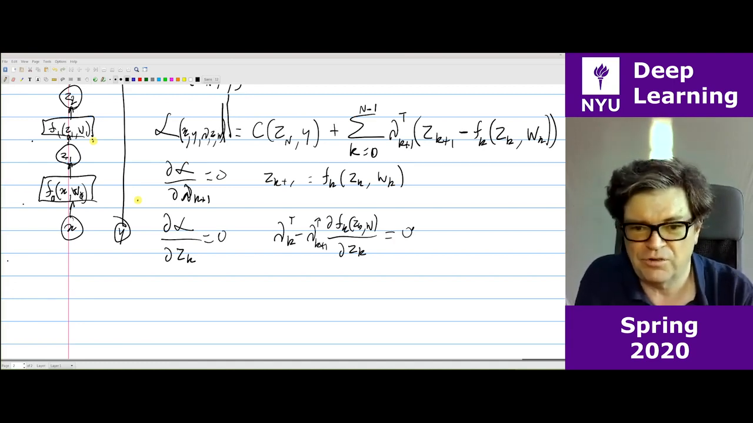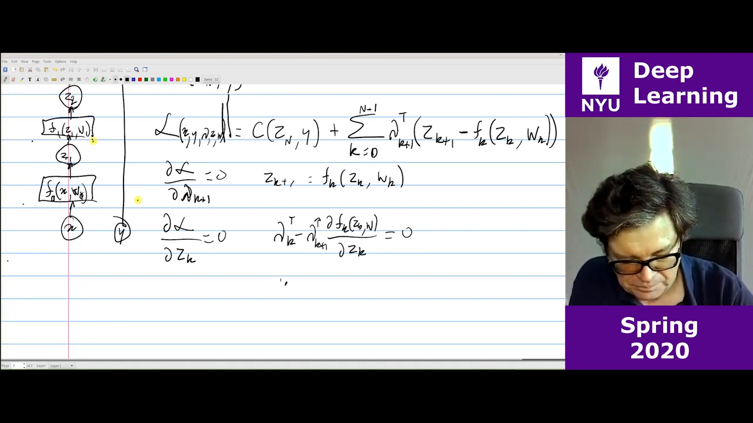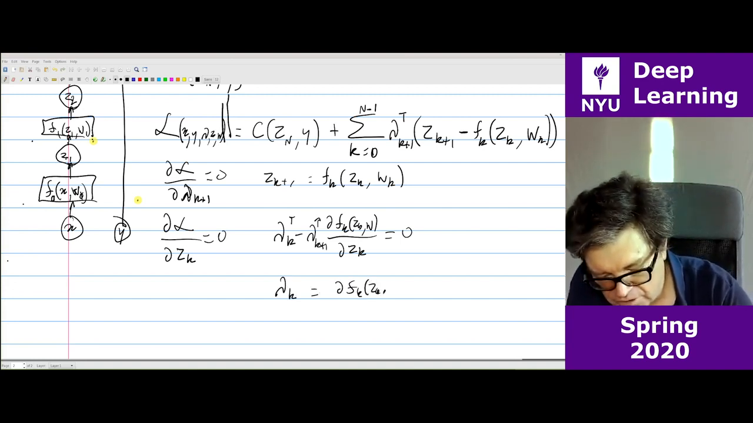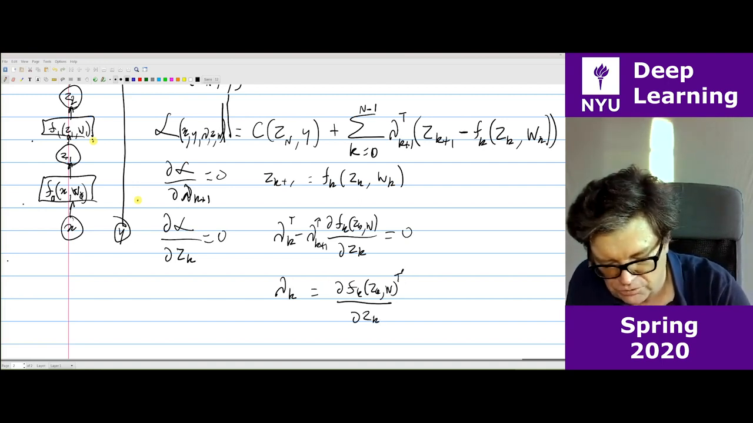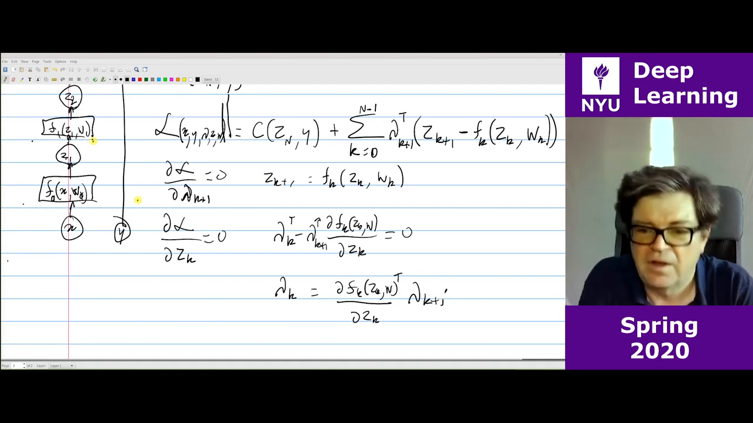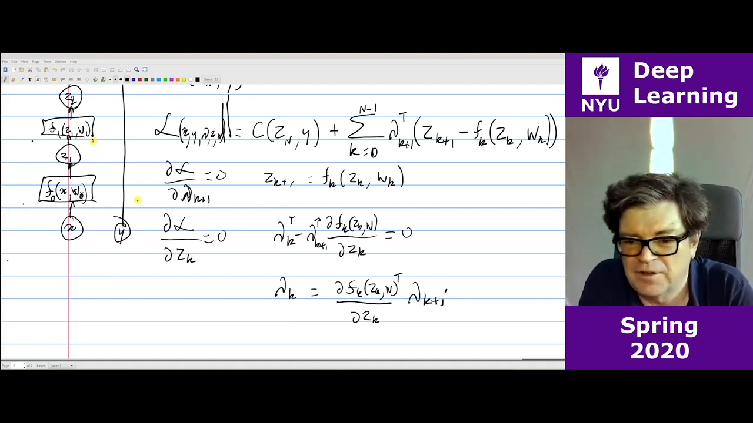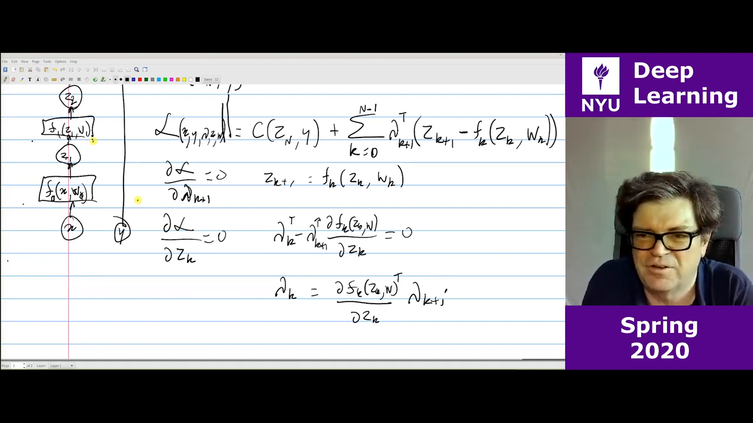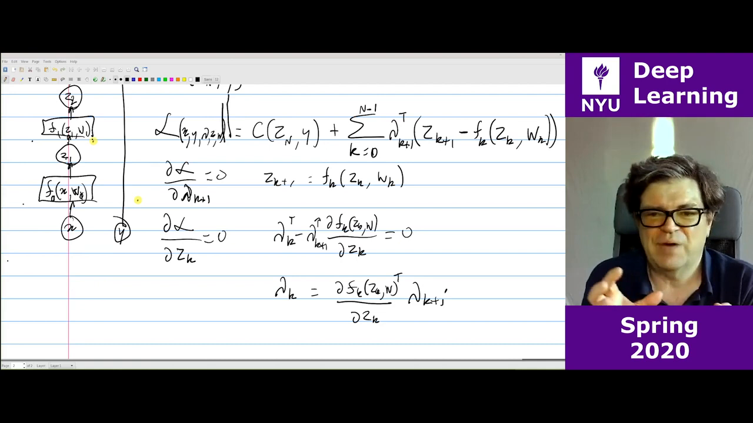So I'm going to rearrange all that, and what I get is lambda_k equals the Jacobian matrix of f_k with respect to z_k, transposed, times lambda_{k+1}. And funnily enough, this is actually the backpropagation formula, right? This gives you the gradients at level k, given the gradients at level k plus one: you multiply by the Jacobian of the box that you propagated through. So you just write backprop as a constraint optimization problem, and backprop naturally comes out of it.